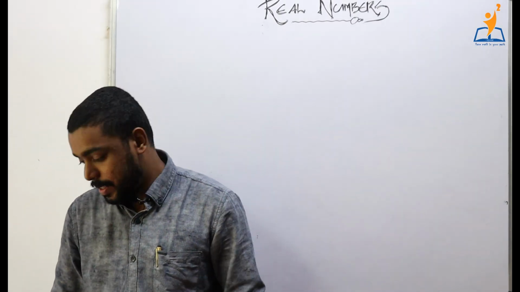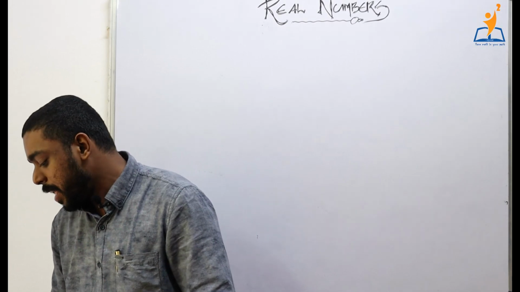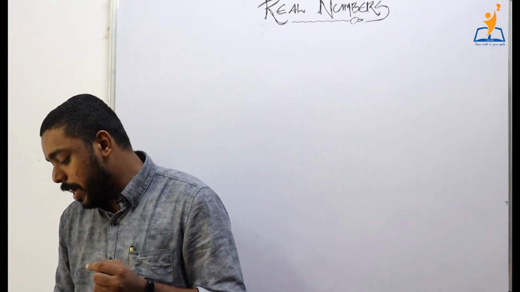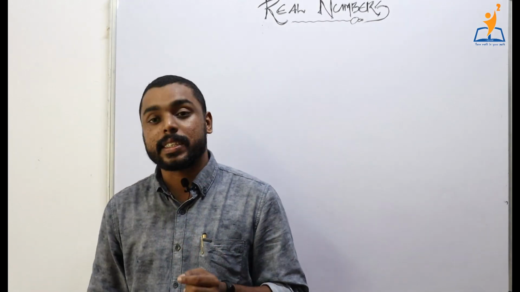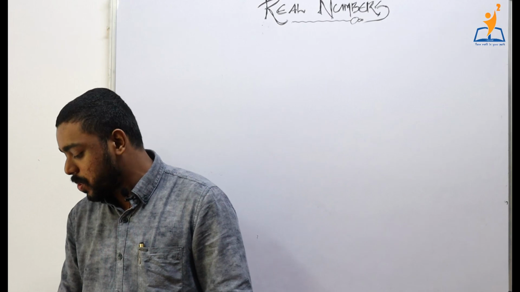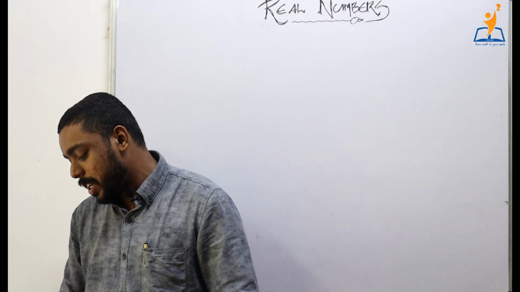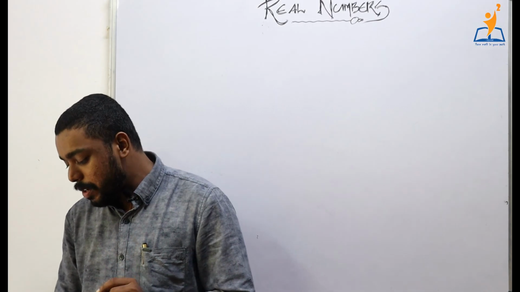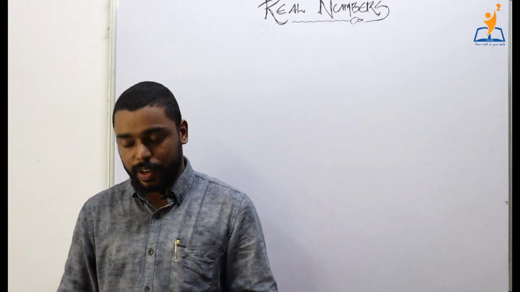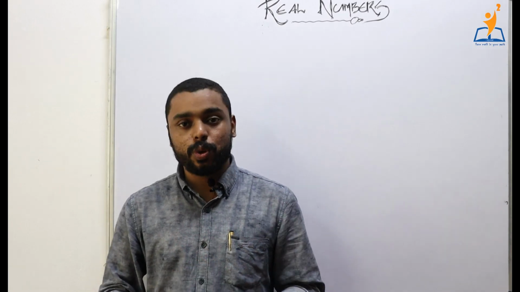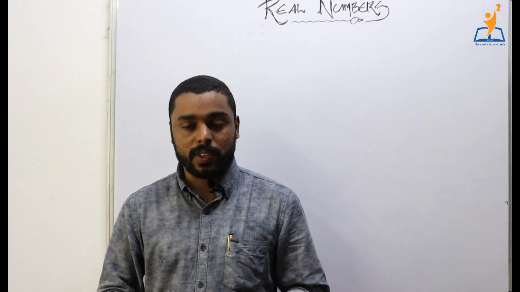Second question in exercise 1.2: find the LCM and HCF of the following pairs of integers and verify that LCM into HCF is equal to the product of integers. You are given 3 sub questions: one, 26 and 91; second, 510 and 92; and third, 336 and 54. We are going to do the first one, and it is simple for you to do the next 2 by the same process.